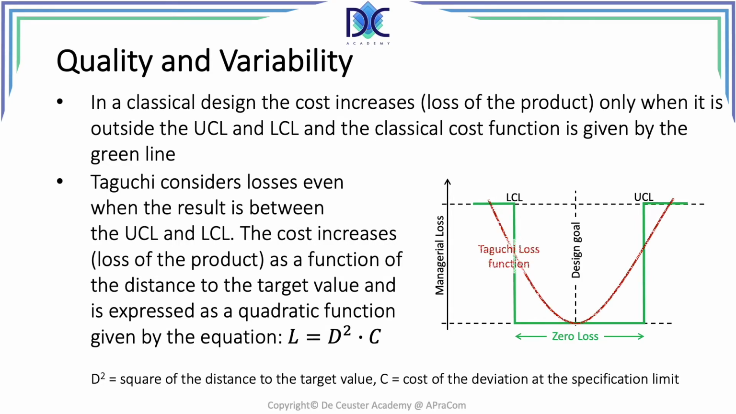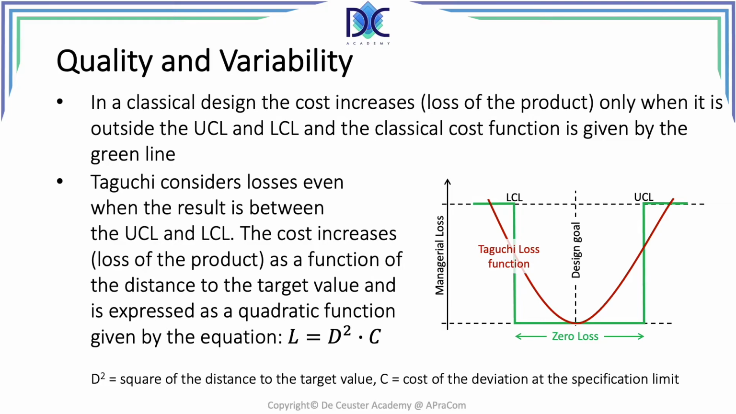Now, Taguchi considers losses even when the result is between those borders. And the cost increases, loss of the product, as a function of the distance to the target value, and is expressed by a quadratic function which says L, the loss, is d squared times c. D squared is the square of the distance to the target value. So if we are to the left or to the right, the sign doesn't play a role because we have a quadratic function, multiplied by the cost of the deviation at the specification limit.